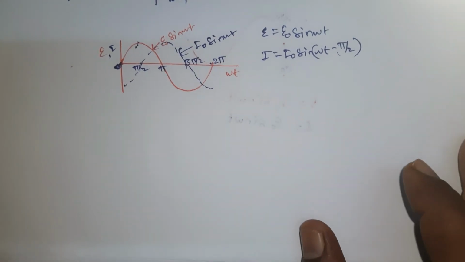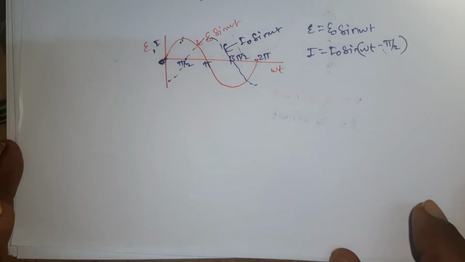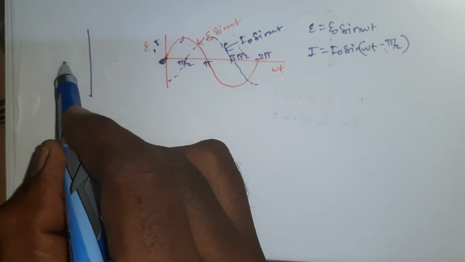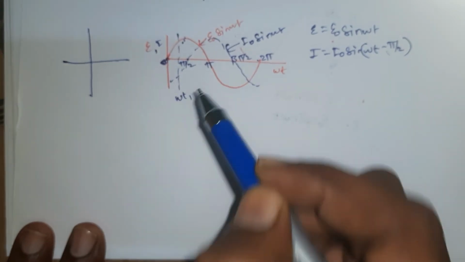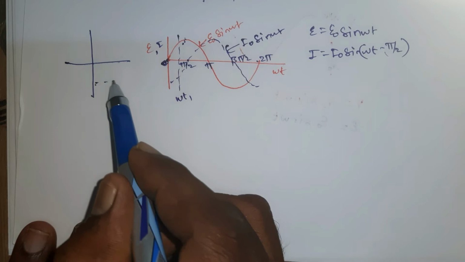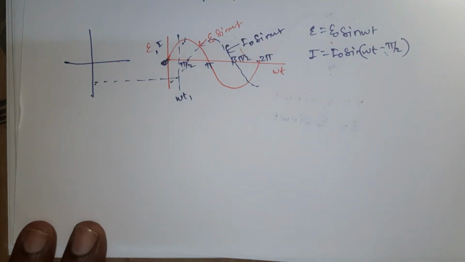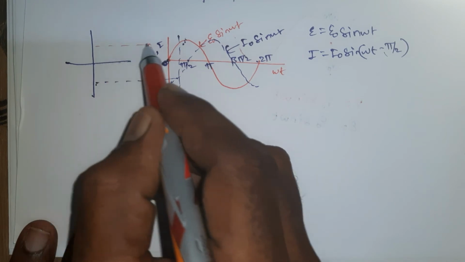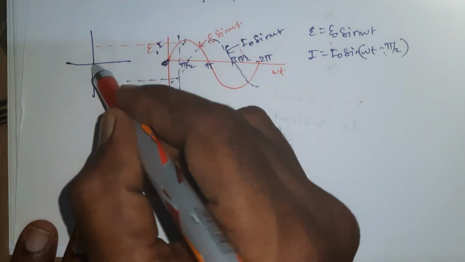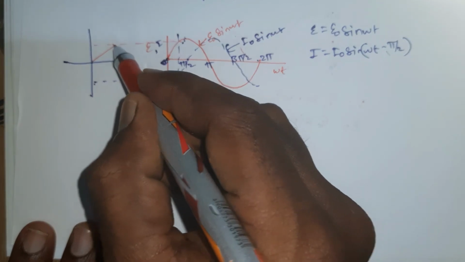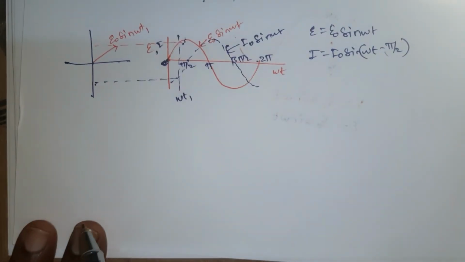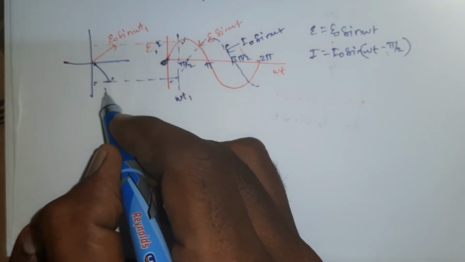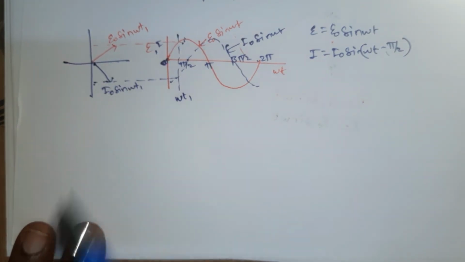Then we can show the phasor diagram by using the rotating vector. At any instant, that is the t1 instant, omega t1, now draw parallel lines. This line represents current, this line represents voltage. Now draw a diagonal line from this origin. This represents E naught sine omega t1. The one below represents I naught sine omega t1.